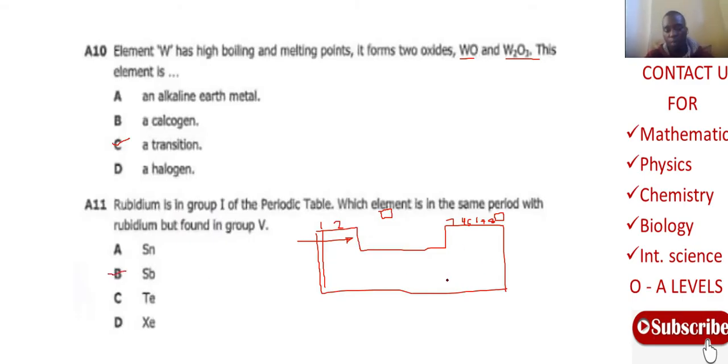So always remember, the periodic table is a very important tool if you are to pass chemistry. It is given usually at the end of every question paper. There is a periodic table that is provided.